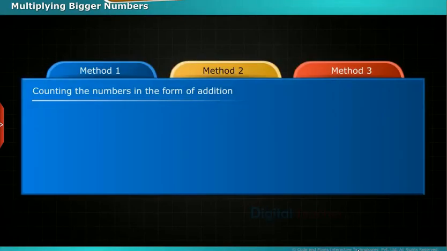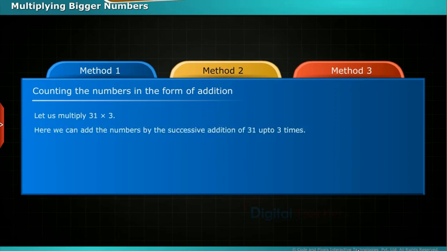Let us look how the bigger numbers are being multiplied. There are 3 methods of multiplication. Method 1. Counting the numbers in the form of addition. Let us multiply 31 into 3. Here we can add the numbers by the successive addition of 31 up to 3 times. That is, 31 plus 31 plus 31 is equal to 93. Therefore, 31 into 3 is equal to 93.